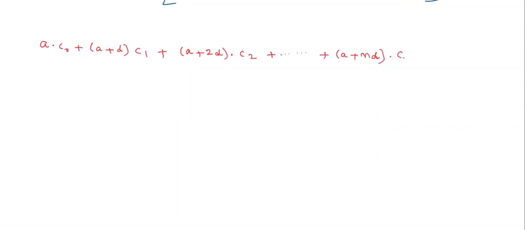So these are the formulas actually. A into C0 plus (A plus D) into C1 plus (A plus 2D) into C2 plus and so on, plus (A plus ND) into Cn, that is equal to the sum of these terms, which should be (2A plus ND) into 2 power n minus 1.